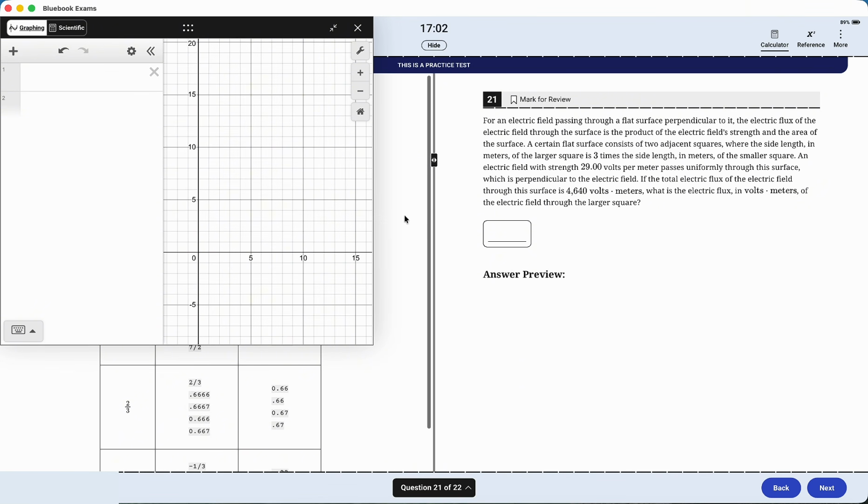All right, next one here. This is just kind of a big word problem, so just read it one sentence at a time. The first sentence here is super important because it kind of gives you an equation.